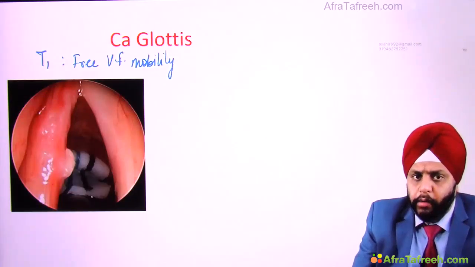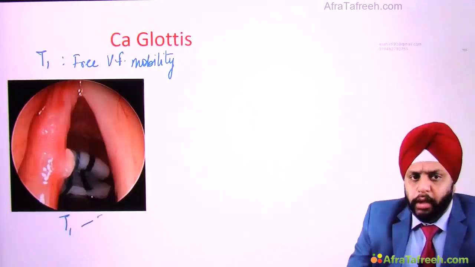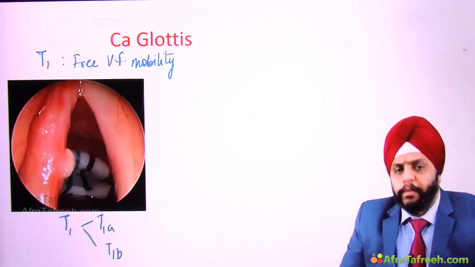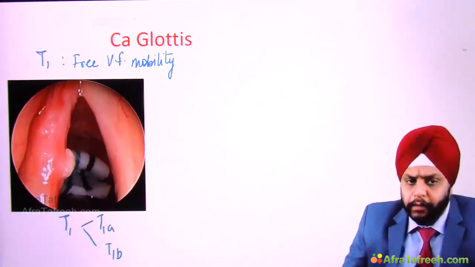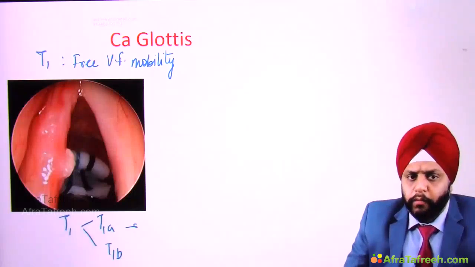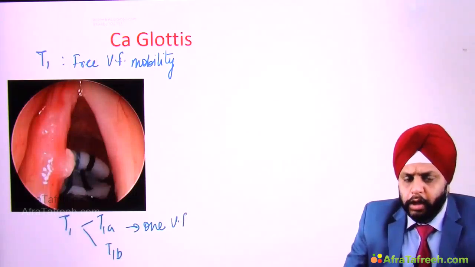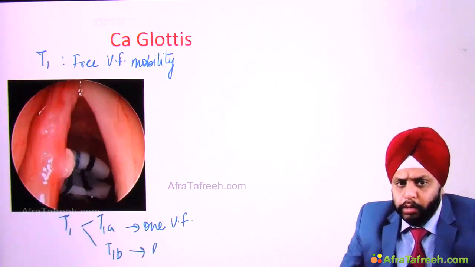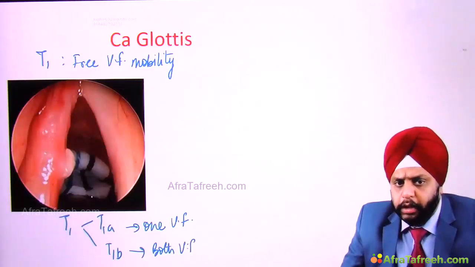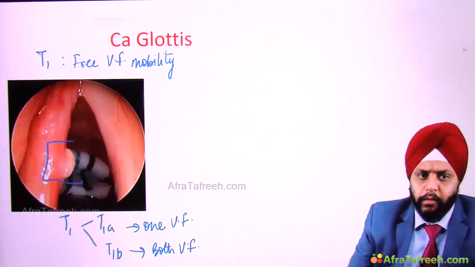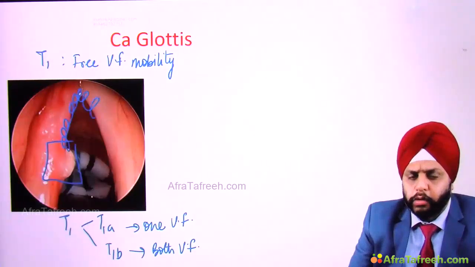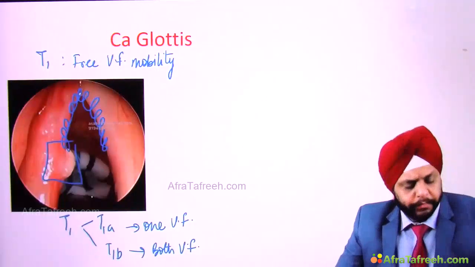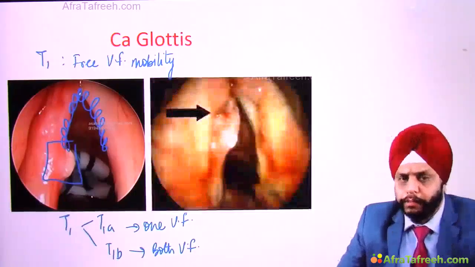Right? Now we can divide T1 into T1A and T1B. So how do we divide into T1A and T1B? T1A means one vocal fold. If the malignancy is on one vocal fold, it is T1A. If it involves both the vocal folds, it will be T1B. Okay, so like this is T1A. If it grows and goes to the other vocal fold, it will be T1B. Right? Okay, now let's come to T2.